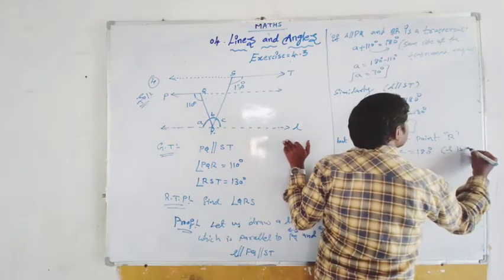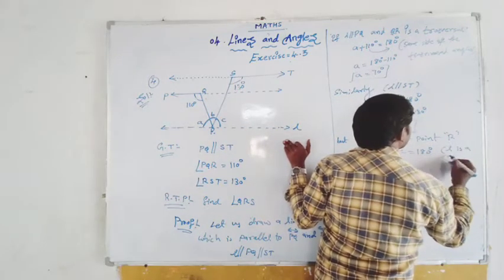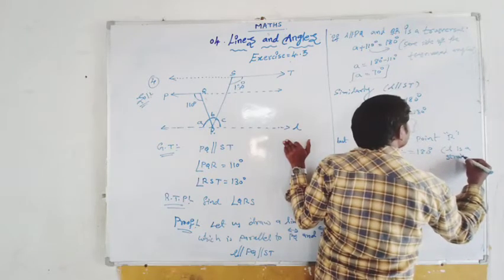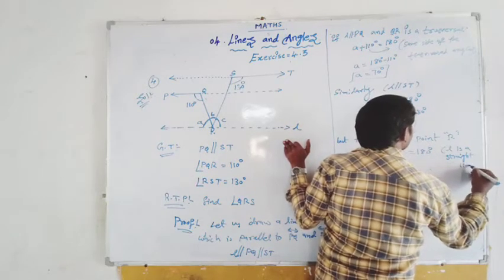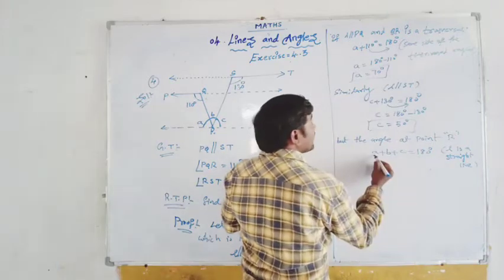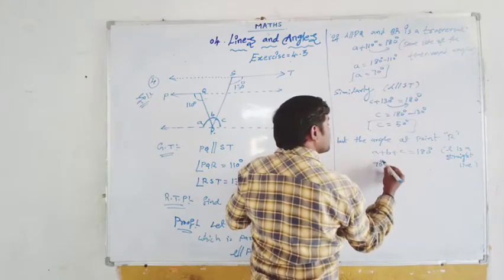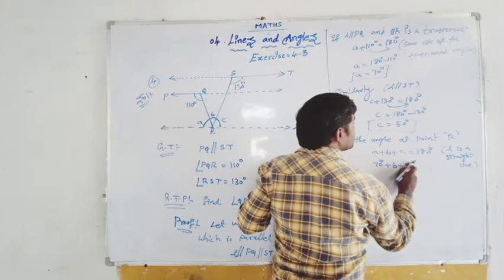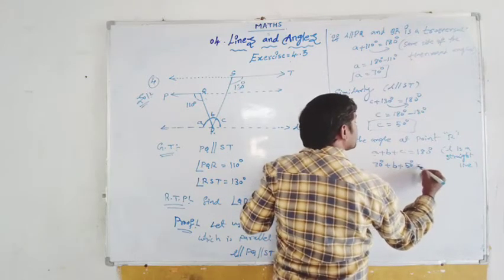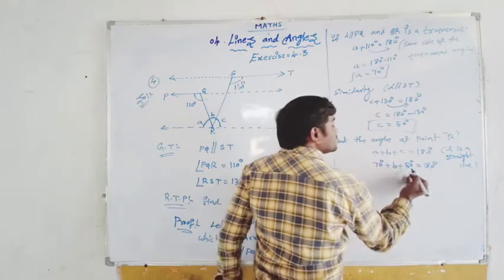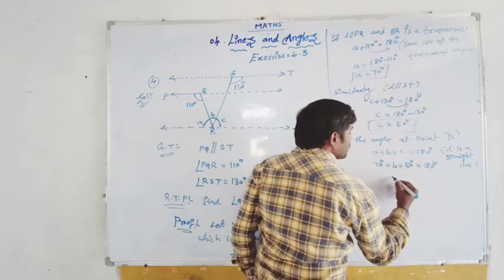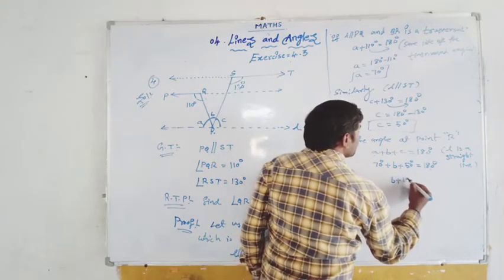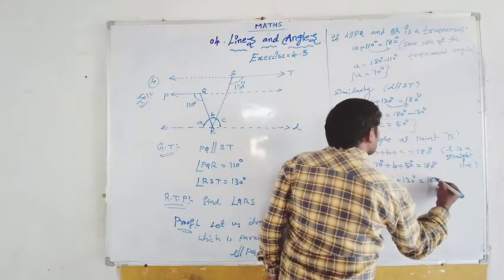L is a straight line. So the A value we already know is 70. The B value we need to find out. Here the C value is already given, that is 50, and the sum equals 180 degrees. 70 plus 50 is 120. So here B plus 120 degrees equals 180 degrees.